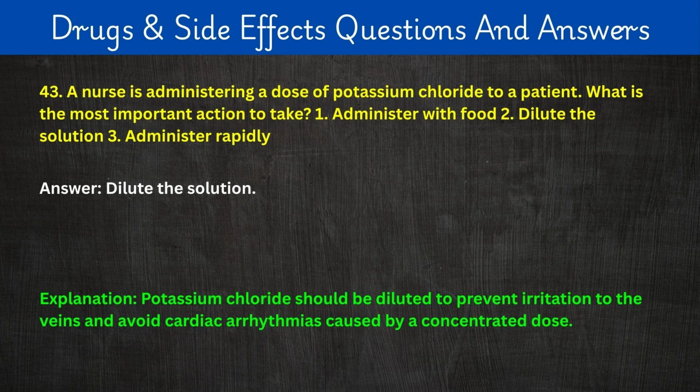43. A nurse is administering a dose of potassium chloride to a patient. What is the most important action to take? 1. Administer with food. 2. Dilute the solution. 3. Administer rapidly. Answer: dilute the solution. Explanation: potassium chloride should be diluted to prevent irritation to the veins and avoid cardiac arrhythmias caused by a concentrated dose.